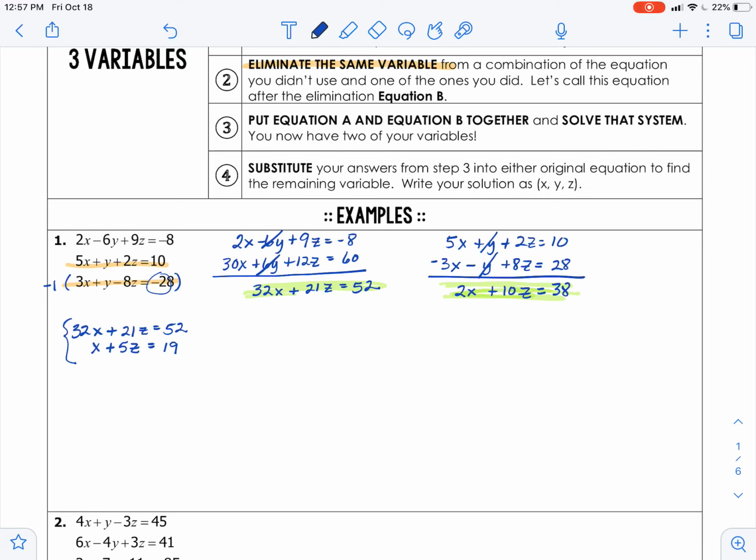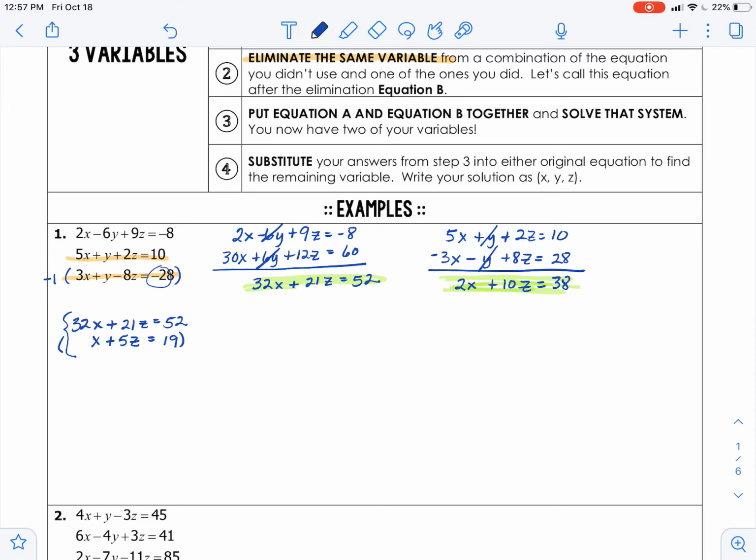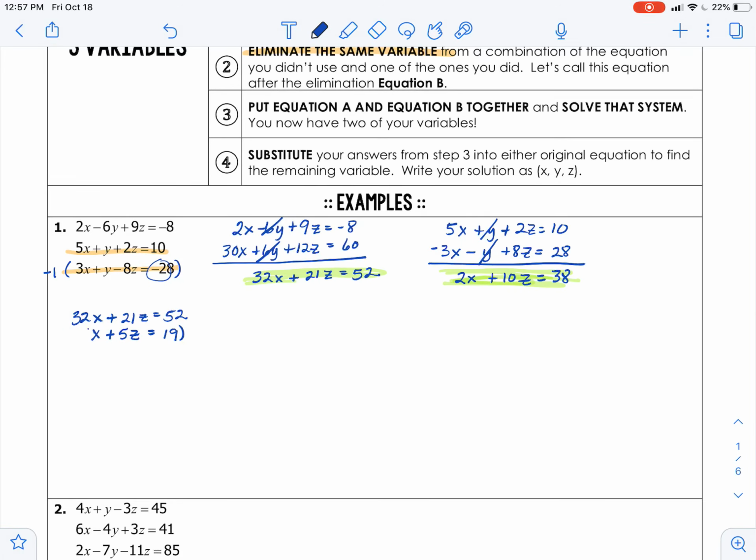And now it's just like a regular system. You can decide to eliminate either your x's or your z's. I'm going to eliminate my x's. Since I reduced it, I can see that my x is 1. I could have left it, and then I would have multiplied by 16, but I would have just had bigger numbers. Let me take this off, that might mess you guys up. I'm going to multiply this equation by negative 32. So 32x + 21z, 32x.